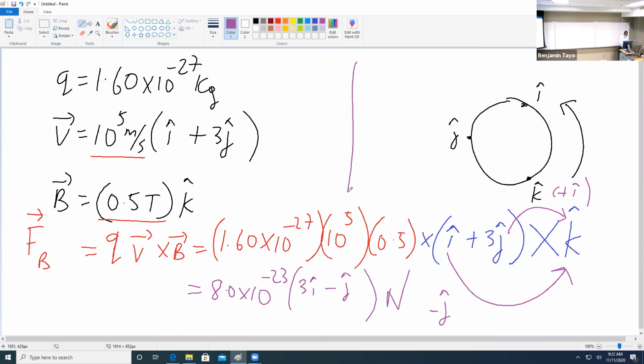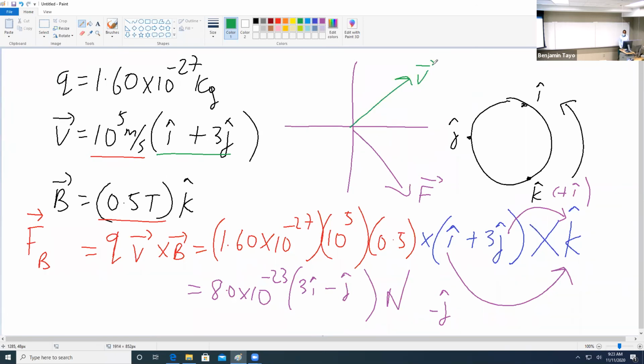So in what direction is that force acting? If you have a force where the X component is positive and the Y component is negative, what does that tell you about the direction of the force? It's right there. And if this is the force, you see that the velocity is somewhere like that. And what is the magnetic field?